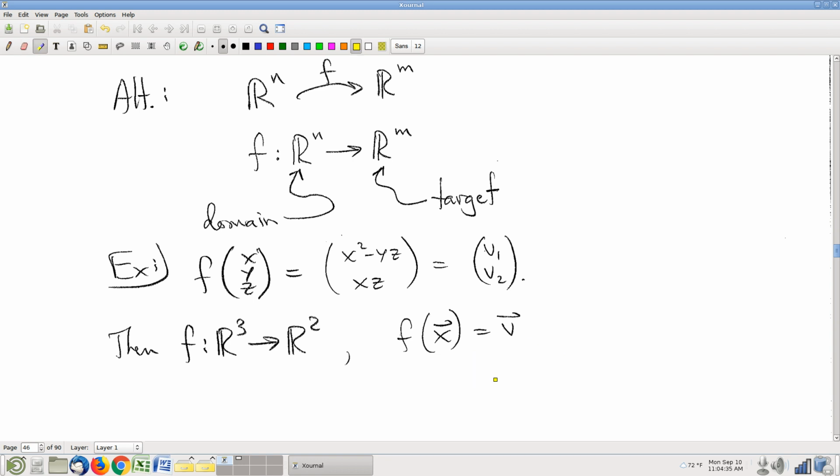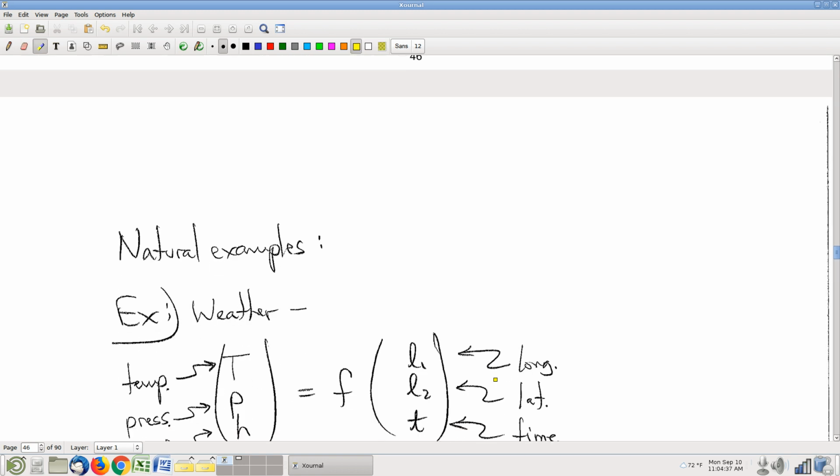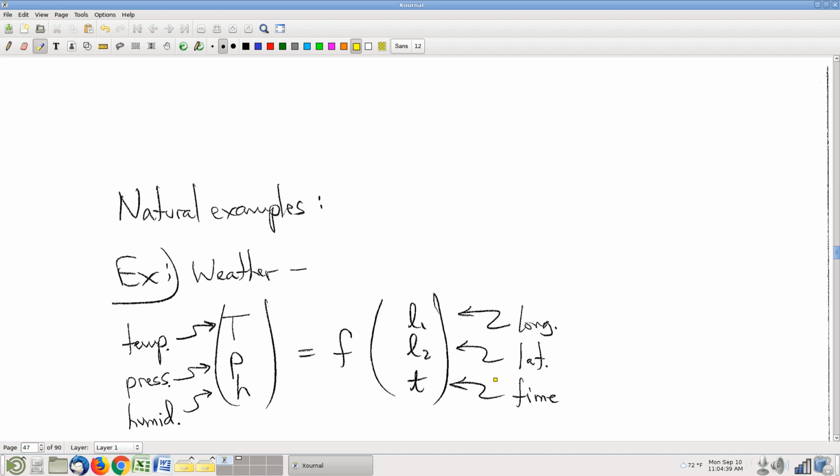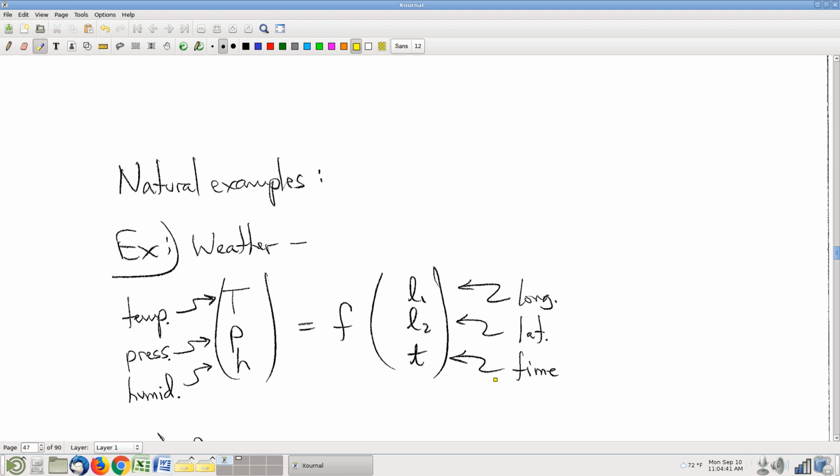Okay, so let's see some examples. This is an appropriate one. The weather function. This is going to be an interesting function in the next week here. Oh, yeah, question. When we go from R3 to R2, is it always one down, no matter what? No. You can have functions from R2 to R7. You can have functions from R1 to R1. Whatever. No constraints there. Totally.